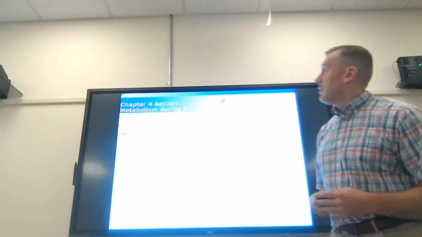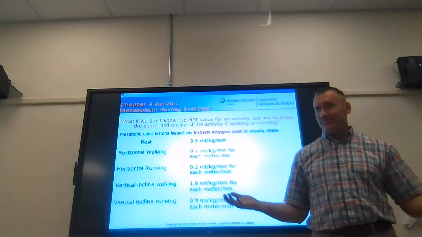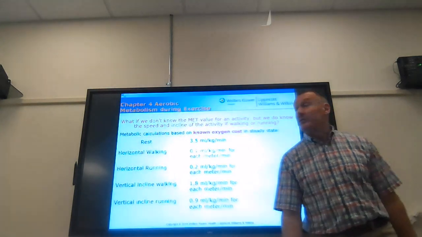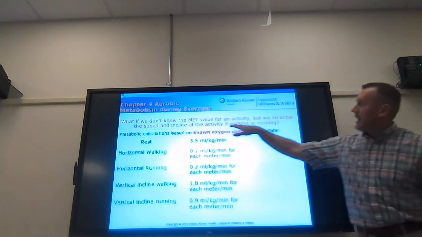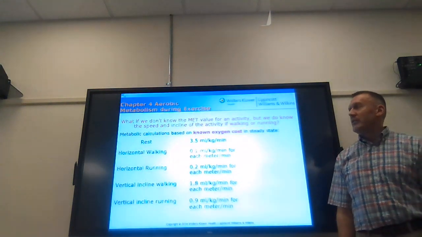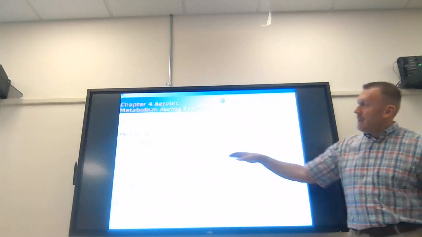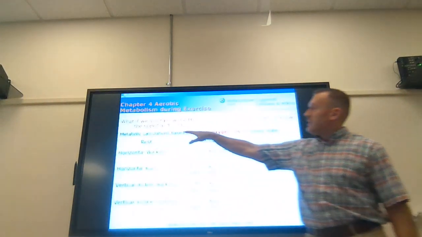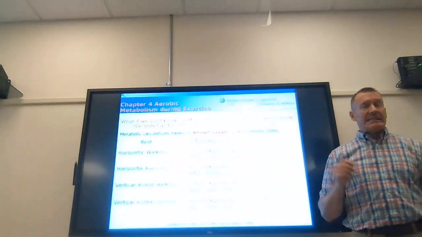So here we go. So what if we don't know the MET value? And most of the time we really don't. So, but we do know the speed and incline of the activity if walking or running. Okay. So these metabolic calculations are based on known oxygen cost in a steady state.